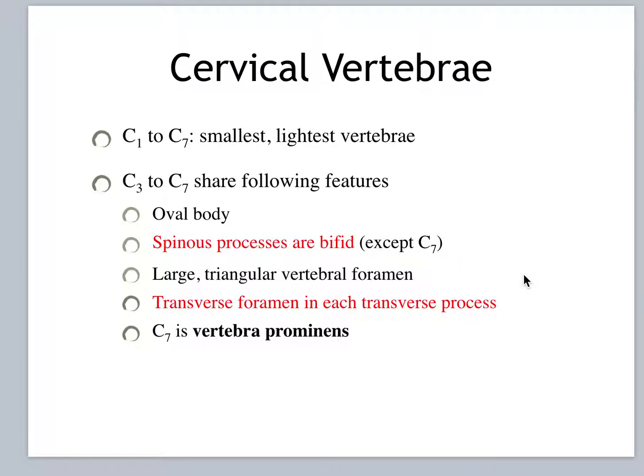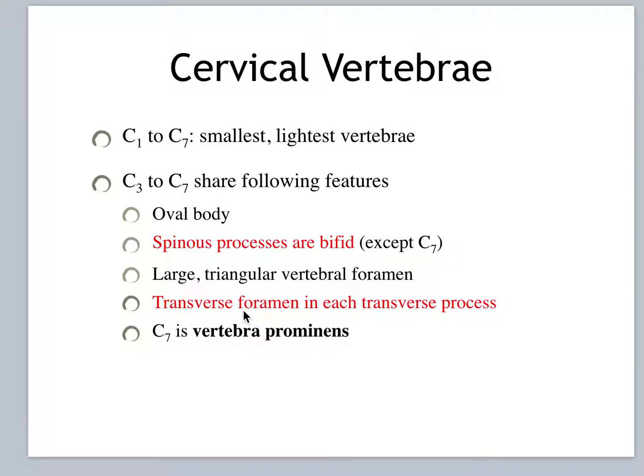Start with the cervical vertebra. There's C1 through C7. These are the smallest and the lightest of the vertebra. In the cervicals, there's two things that are unique about the cervical vertebra. The spinous processes are bifid, or forked, except for C7. And the transverse process has a foramen in the transverse process. That's only seen in the cervical vertebra.